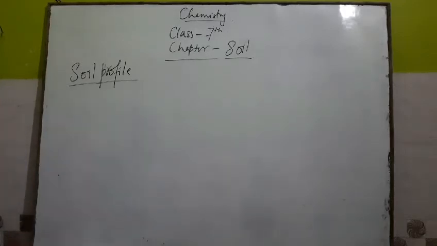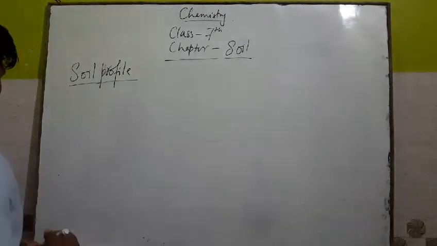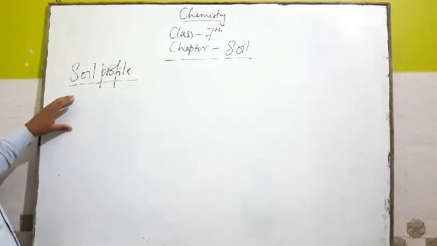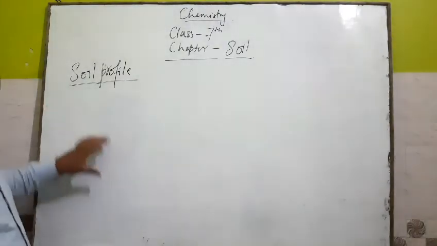You will see the layered structure of the soil. Such layered structure of the soil is called soil profile. You have seen in your book that there is a layered structure. Different layers are there, meaning at different parts, different types of soil can be organized.